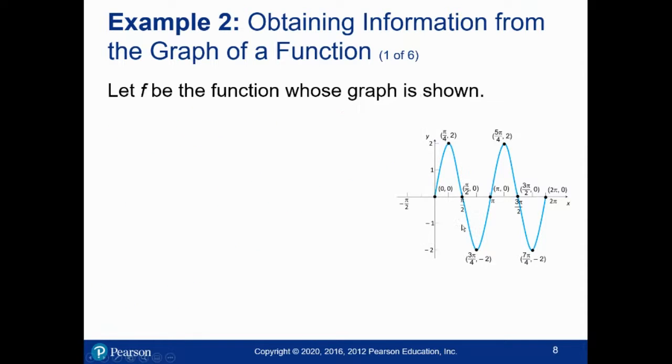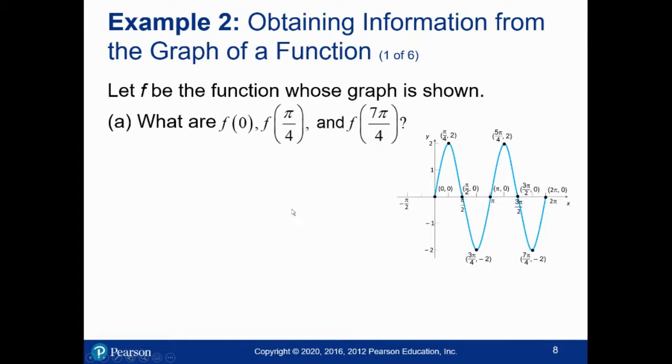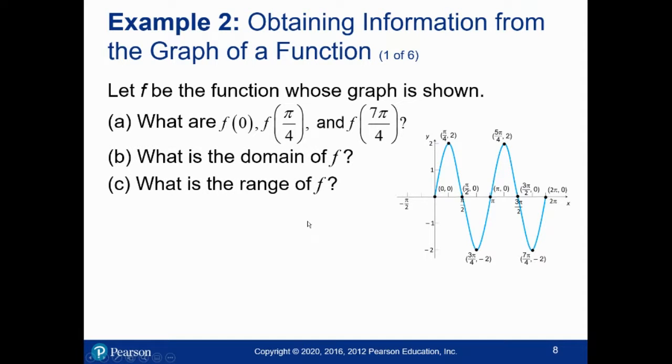Okay, so let's continue on with this example. Can I obtain some information from this graph? For example, what's f of 0, what's f of pi over 4, what's f of 7 pi over 4, what's the domain, and what's the range? Okay, so try to ask these questions of yourself. Try to list out the intercepts as well.